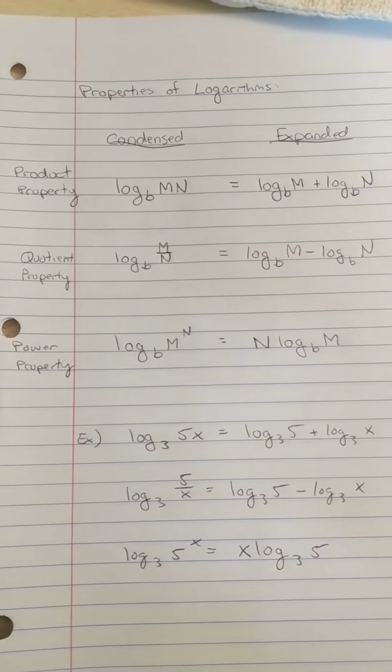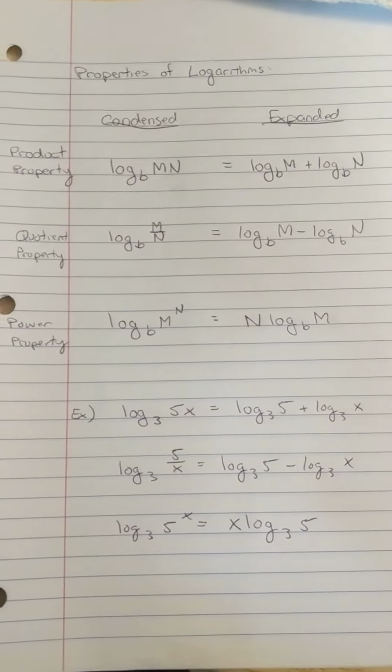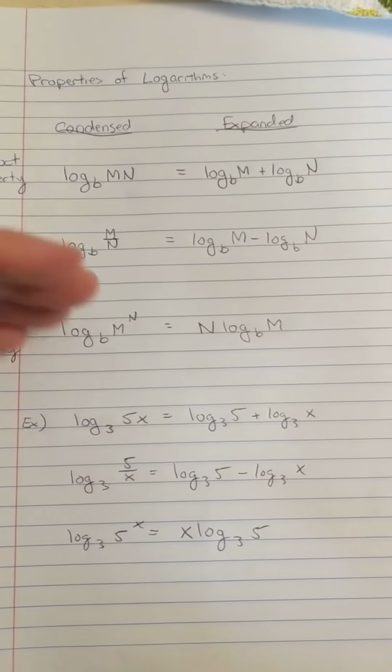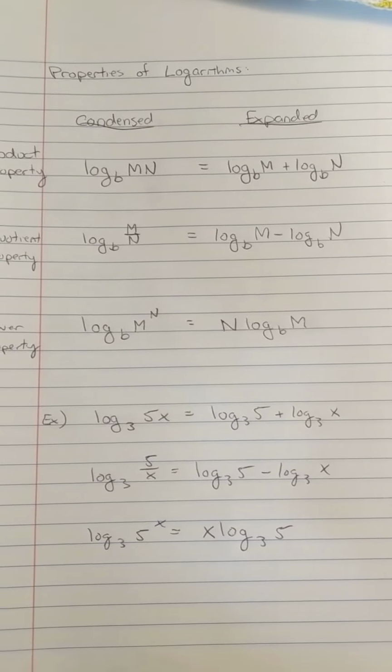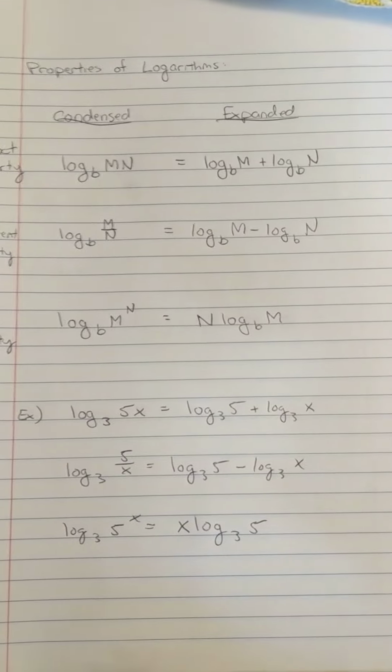The quotient property, division, we break up the numerator and the denominator by subtraction. Notice how the numerator comes first, the denominator comes second.